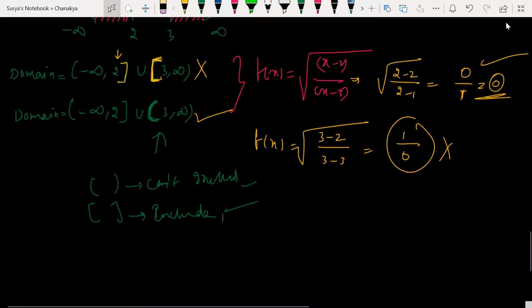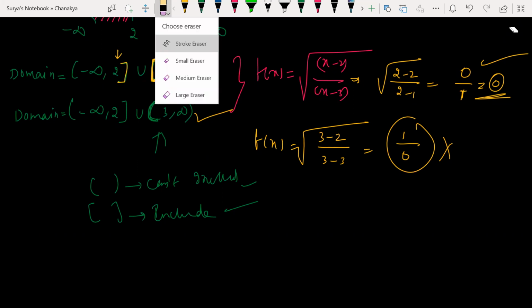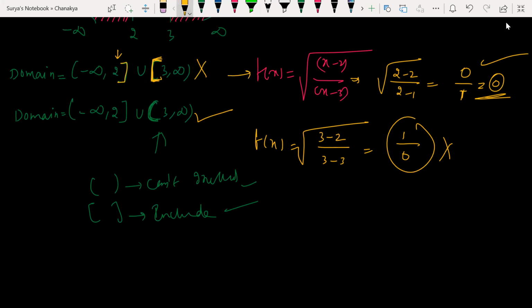Yes. Correct or not? Understood? Why are we including 2 and why are we not including 3? Why should we not include 3 there? Understood or not? Yes, sir. If you include 2, I'm getting a valid answer. If I include 3, the denominator becomes 0, which is wrong here. Okay? Understand? Is that clear? Yes, sir.